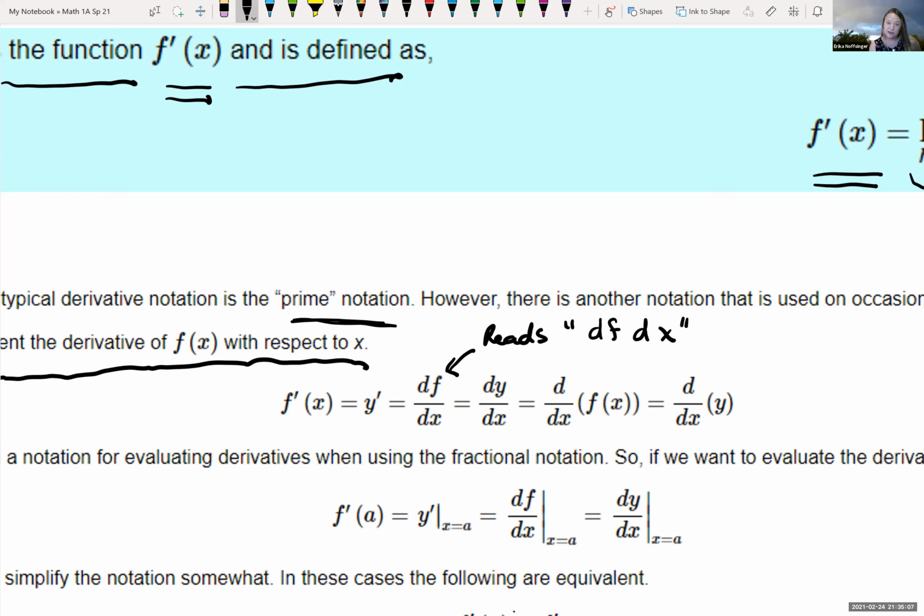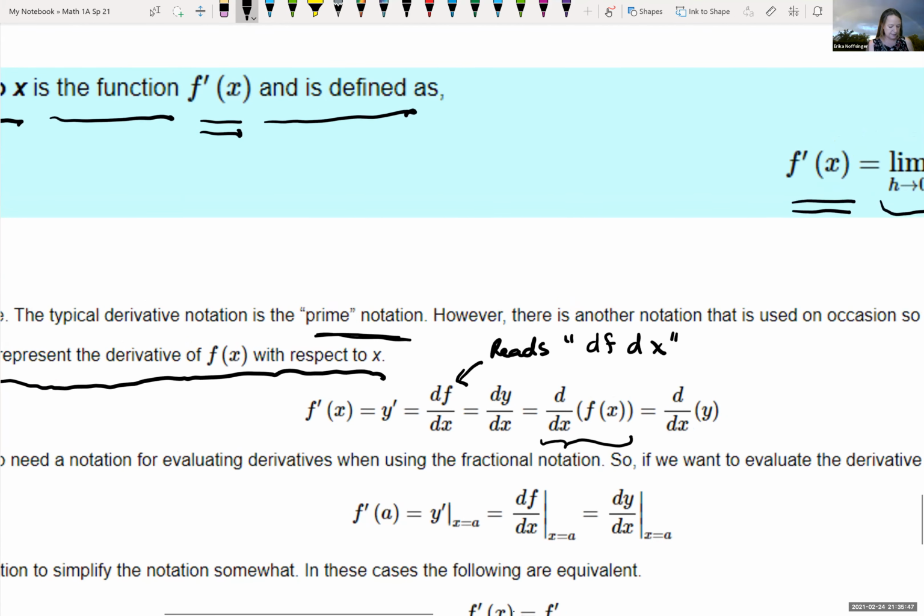If I was defining my function in terms of y instead of function notation, that's the same thing. I could write it as dy over dx, and I would say dy dx. Another way to say this is d dx of our function f of x. So d dx of f of x means the derivative with respect to x of our function f of x, and another way, d dx of y.